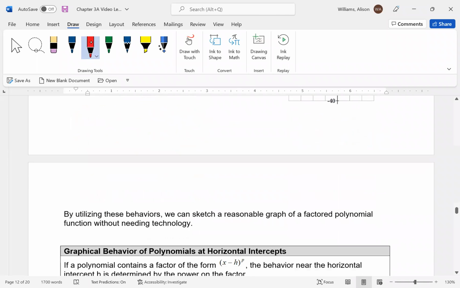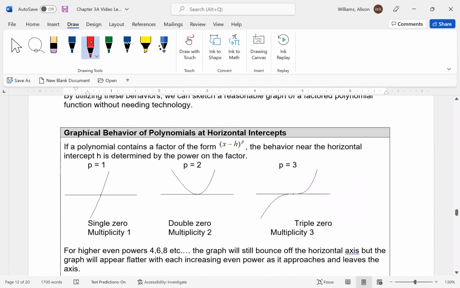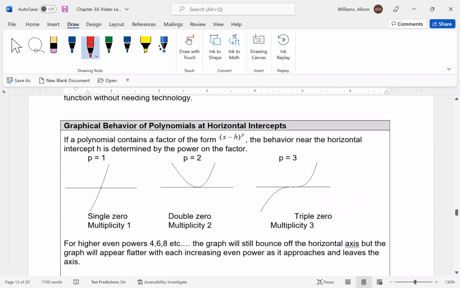So I went ahead and grabbed from the book a mapping of those behaviors. The author calls the power p, and when p equals 1, that means we have multiplicity of 1. It crosses right through the x-axis, or the horizontal axis, whatever the axis is. If it has a multiplicity of 2, it bounces off kind of like a parabola. And if it has a multiplicity of 3, it goes through kind of like a cubic.